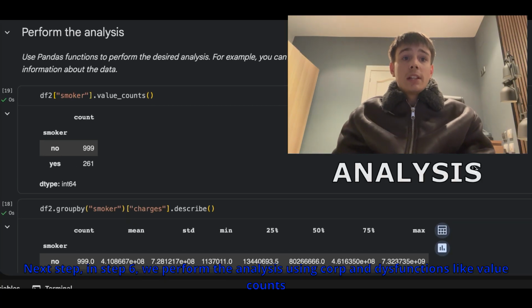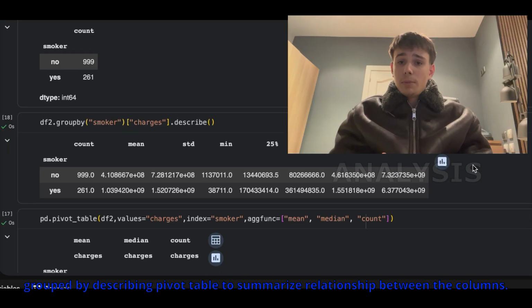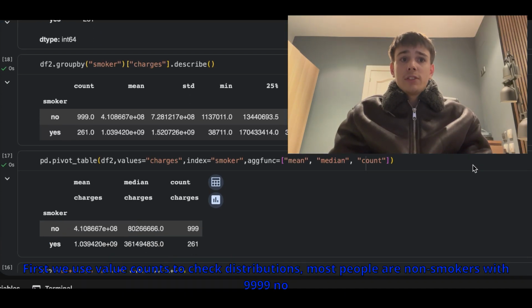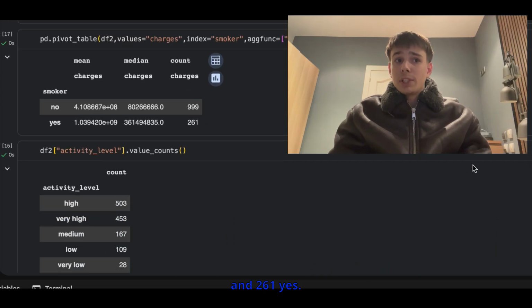Insurance charges by age shows how charges evolve across age, capturing the general upward tendency and variability that age introduces into insurance costs. Next step, in step 6, we perform the analysis using core pandas functions like value counts, group by, describe, and pivot table to summarize the relationship between the columns. First, we use value counts to check distributions. Most people are non-smokers, with 9,999 no and 261 yes.